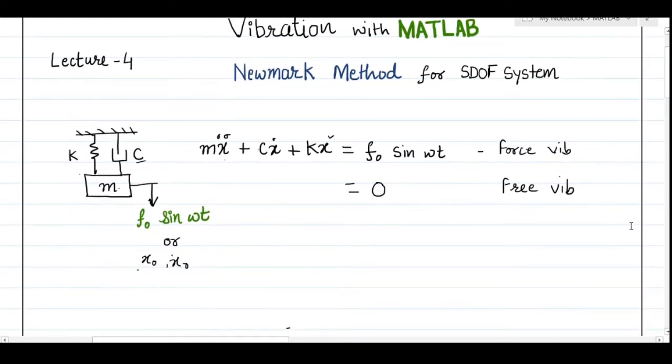This is my system where I have a mass connected with a spring and a damper. In case of forced vibration, I have to apply a harmonic force, or for the free vibration, I will give some initial displacement or velocity to my system to exhibit the free vibration. This is the governing equation for the given system: m x double dot plus c x dot plus k x. On the right hand side, if there is a force, it is the forced vibration case, otherwise it will be 0. And I am interested to find the response of this system.